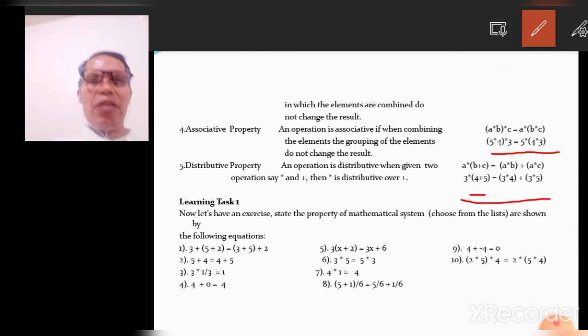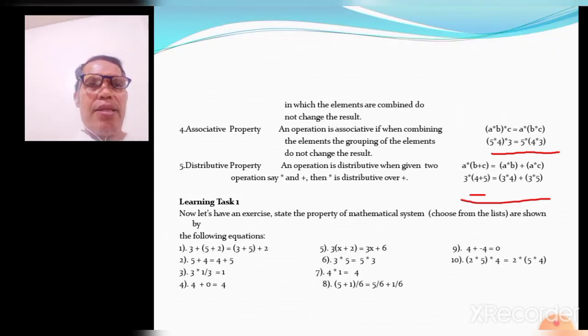So in learning task 1, you are going to state or to identify or to give what property do the following equation have. So that is your task.